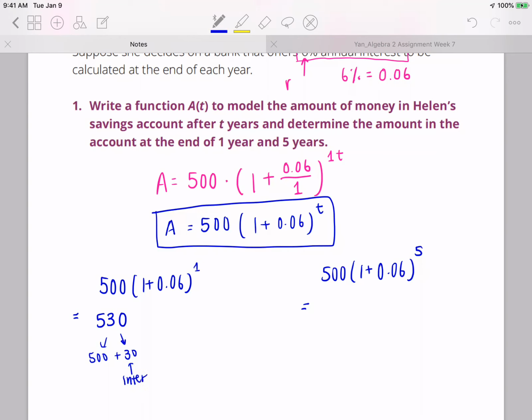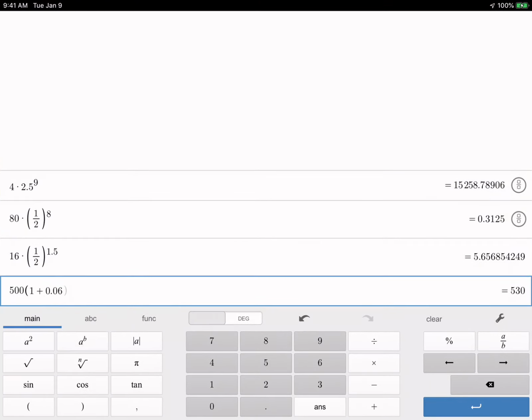So this is 500 and $30, and we add that together. This is really the interest that she gained, and this is her own money. So this bank is actually pretty good. After a year, she earns $30 from this 500. And let's go on to the other one. It's kind of the same thing, except I'm raising my parentheses to the 5th power, which is 669.11.